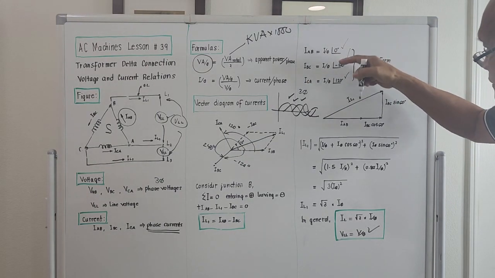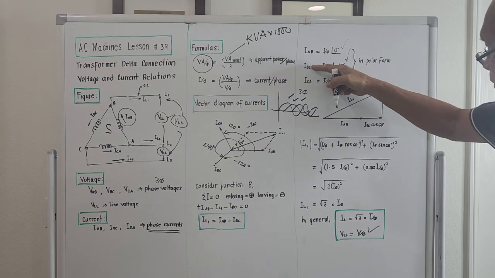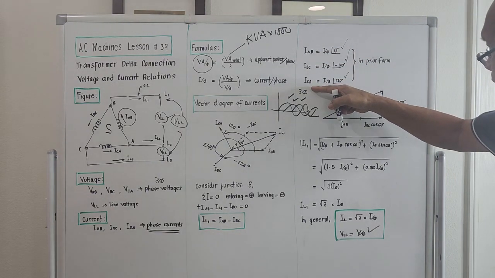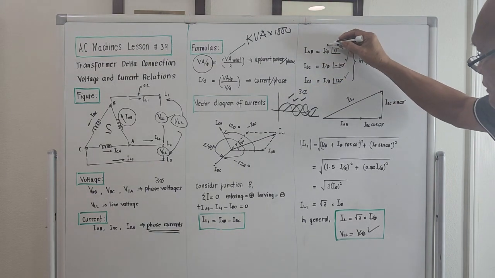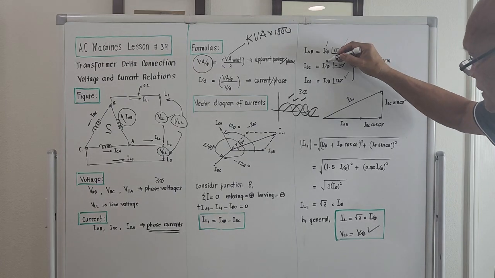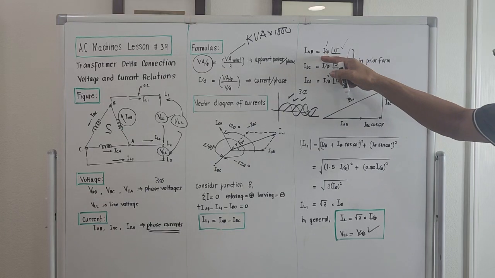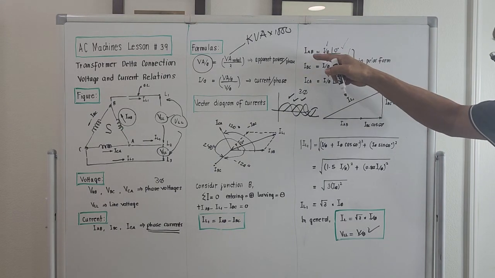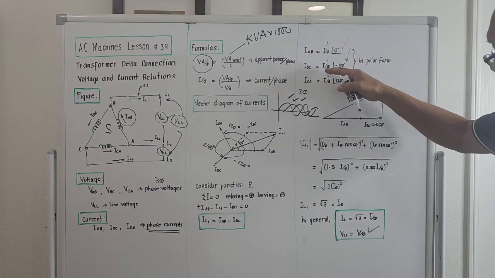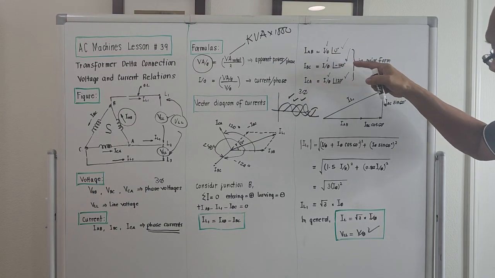What's the current per phase? The values of I_AB, I_BC, and I_CA, the magnitudes, are all the same. We call it current per phase, current per phase, current per phase. But the proper designation will be current per phase at angle 0 degrees, that's I_AB. I_BC will be the current per phase at angle negative 120 degrees.